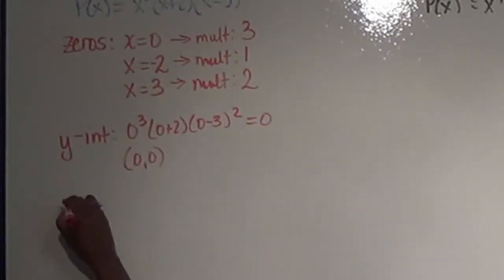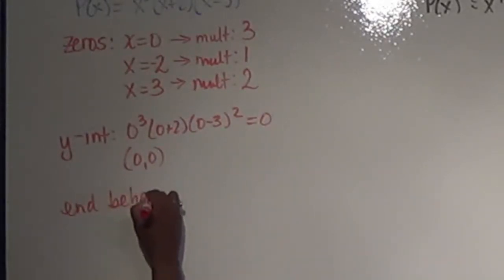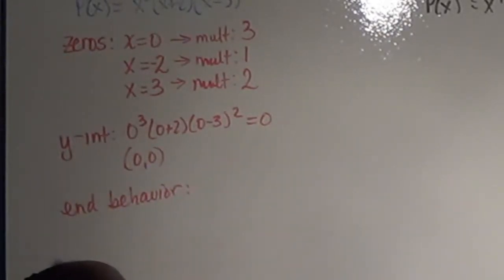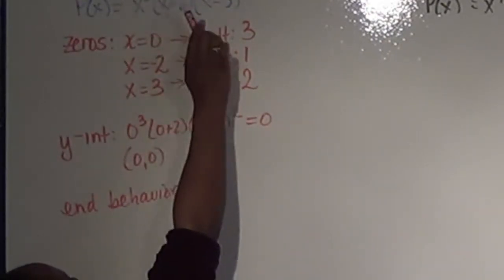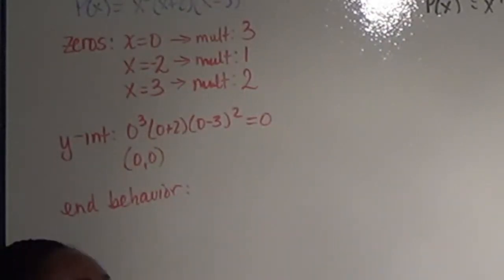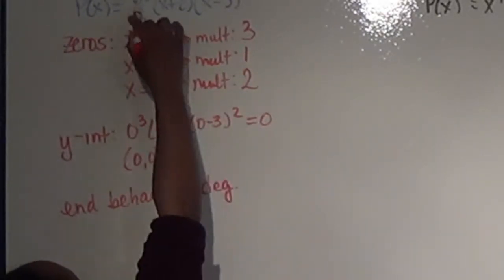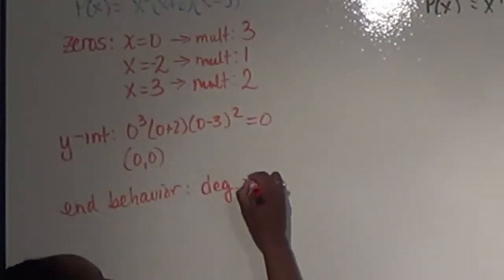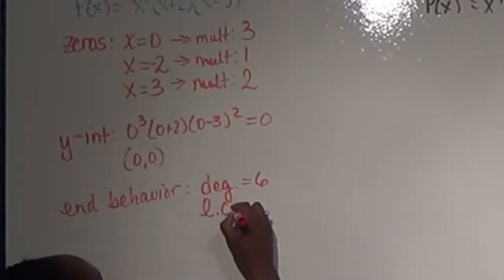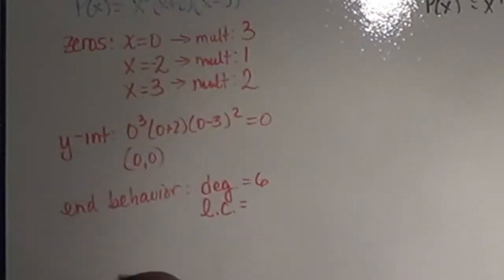For end behavior, we can see that's the leading coefficient. And for these ones that are in factored form, it may be useful to write out what that first term is going to look like. So in this case, I can think x cubed times x squared. I can see that it's going to have a degree of 3, 4, 5, 6. And my leading coefficient, well, x cubed times x squared, that leading coefficient is just going to be 1.